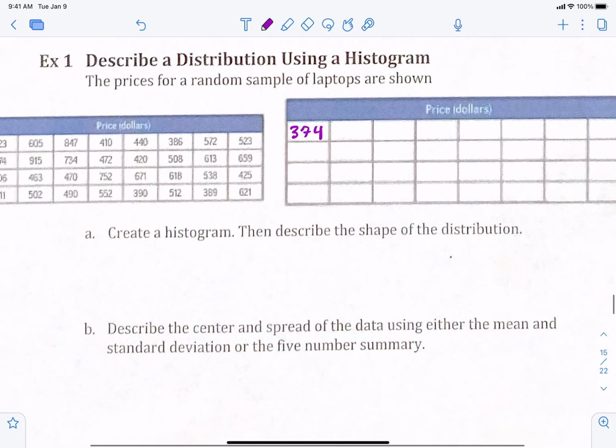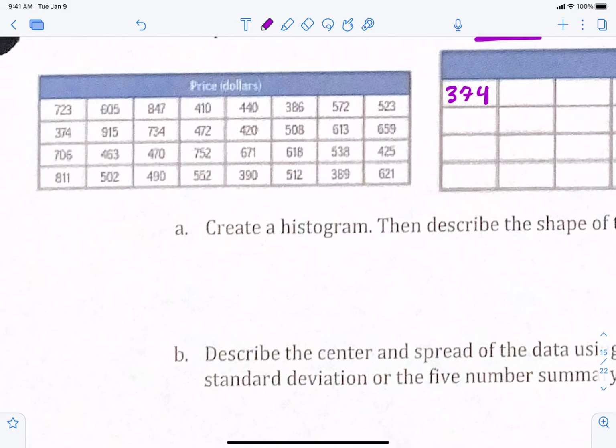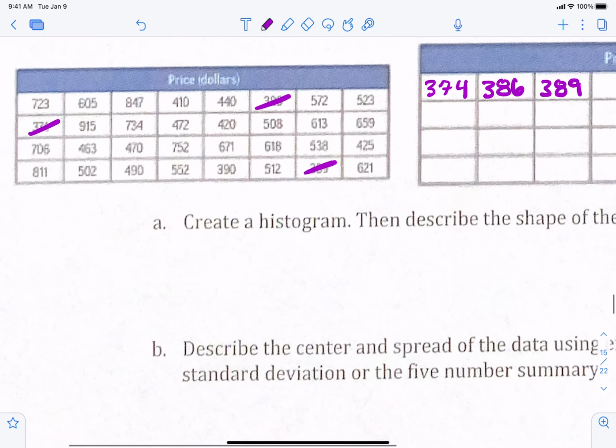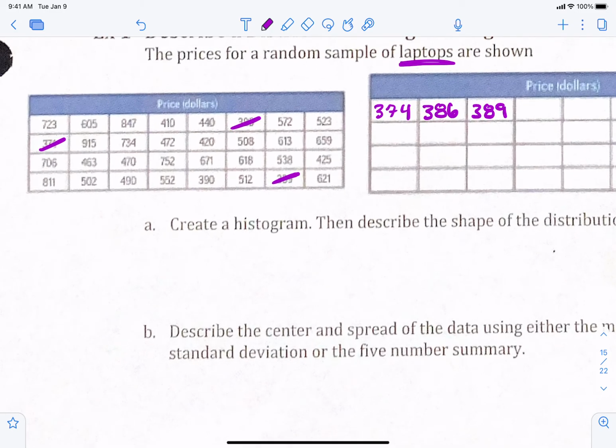Let's go down here. We've got to put data in order to start with. This is the price of laptop computers in dollars. I found the lowest value, which is $374. Let's put these in order. $374 is the lowest, and that is right here. Anything else in the 300s? 386 and a 389, I see. Anything else in the 300s? Is that it? 386, 389. Now start with the 400s. 400.